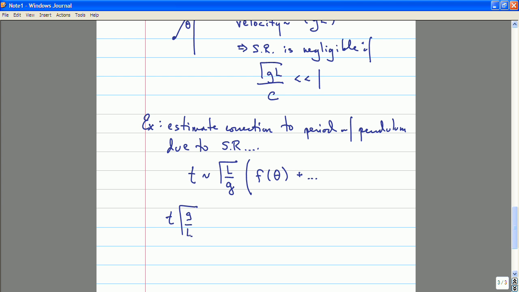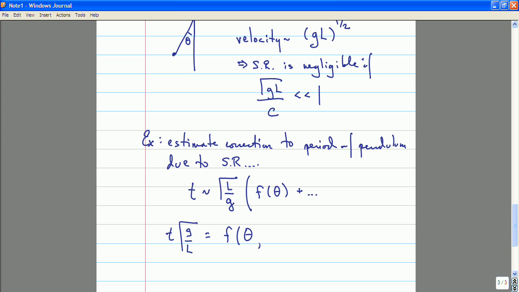Okay. And once special relativity is taken into account, it should be given by some function f of both the initial angle that we start the pendulum at, as well as the dimensionless parameter, square root of gl over c, which describes the strength of the effects due to special relativity. And theta is of order 1. But if I consider a pendulum whose motion is much less than that of the speed of light, then this dimensionless parameter here, root gl over c, should be very small.